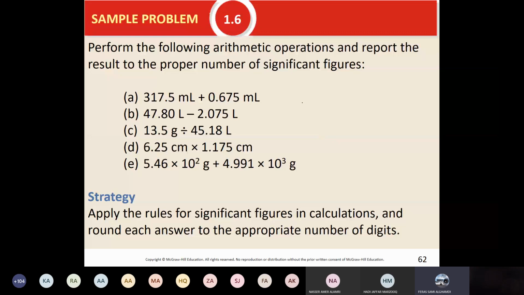Are you done? 318.2. We got the same answer. Only this, we will stop here. Why? Because there is only one number after the decimal and 3 numbers after the decimal. And that's why our answer should have only one number after the decimal. Good. Do B quickly.